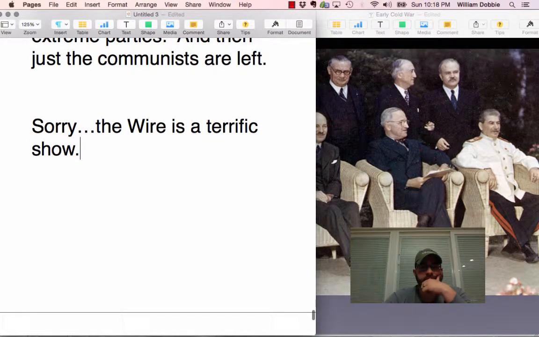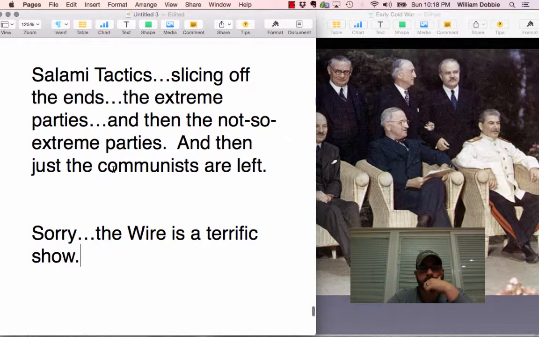And of course they're not going to get votes, right? So we're going to slice those parties off. And now the communists have an even bigger role in the government. And now the next group that's still there, that's not as far to the right as the previous group you already sliced off, but it's still to the right of you, we're going to call them fascists. And we're going to slice them off. And now you're left with an even more dominant communist party. And ultimately, at the end of this salami tactic, you're left with just a one party state, right? Just like the Soviet Union itself.